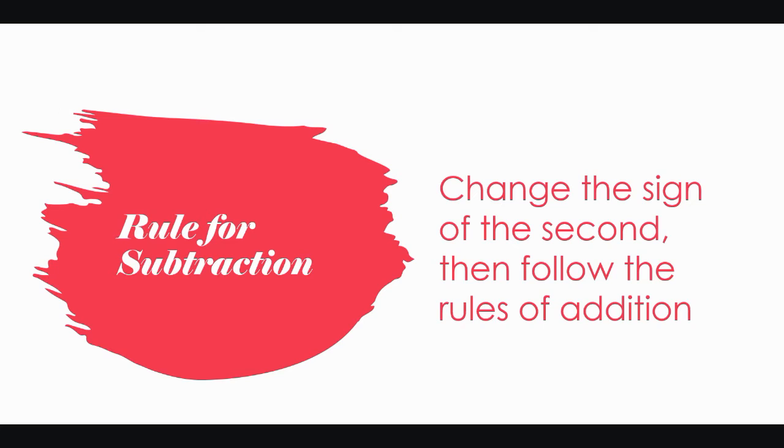How to do subtraction. We are going to, first of all, change the sign of the second number, and then follow the rules of addition. That's the way you do that. Change the sign of the second, then follow the rules of addition. That's how to do subtraction in algebra.